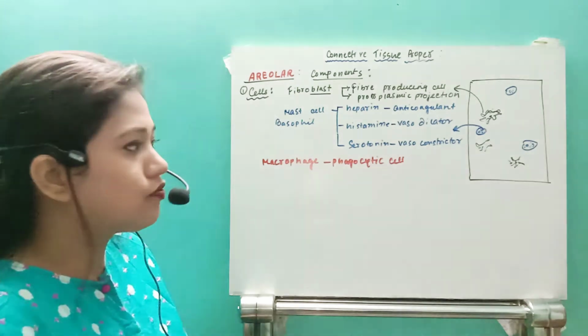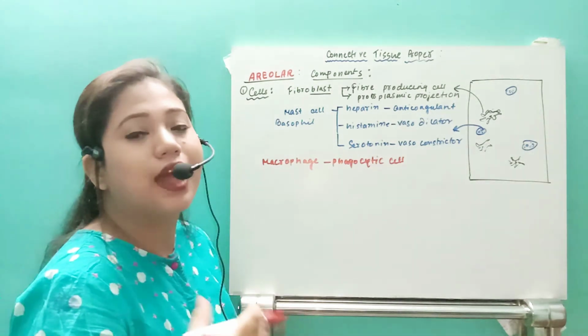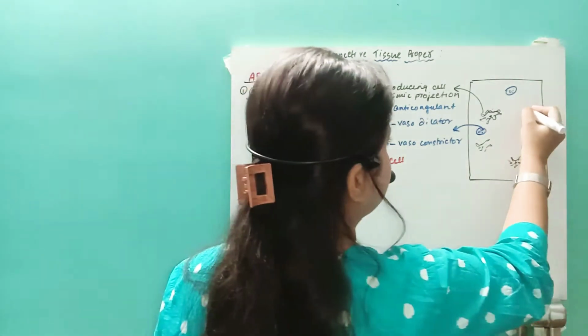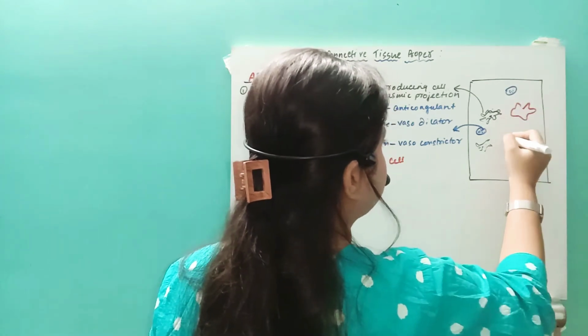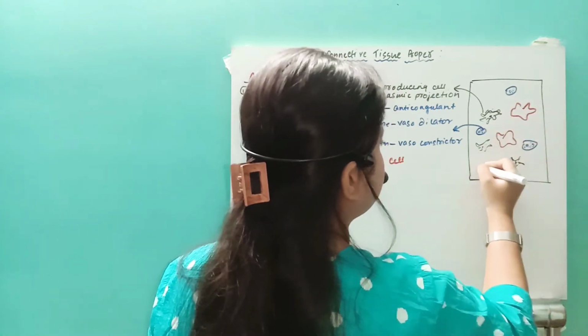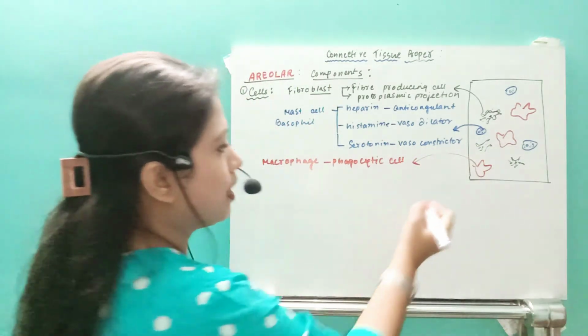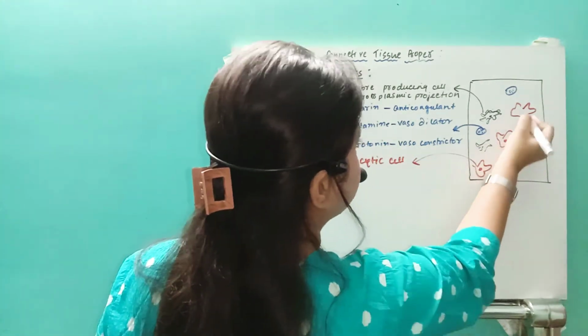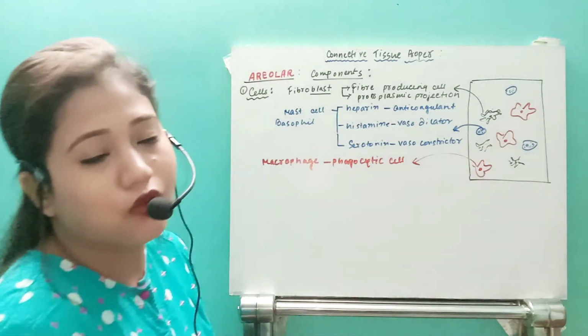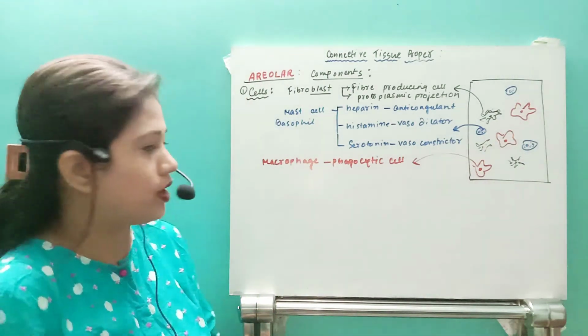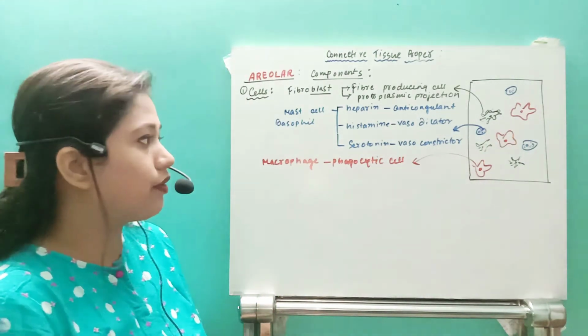Okay, so this phagocytic cell will have some irregular surface area and it is a comparatively larger cell. Okay, so this is known as the macrophage. Remember, macrophages are the phagocytic cells which will engulf the foreign particle and kill it. Okay, so this is the macrophage.